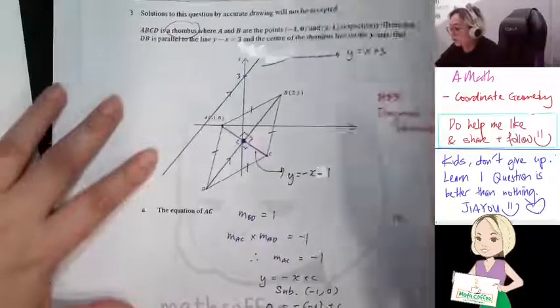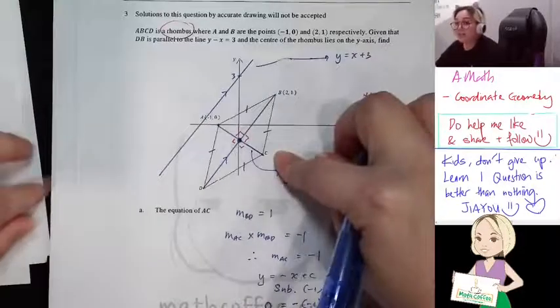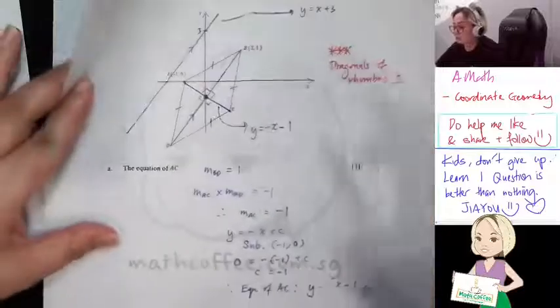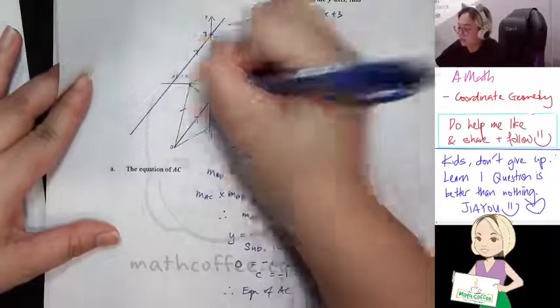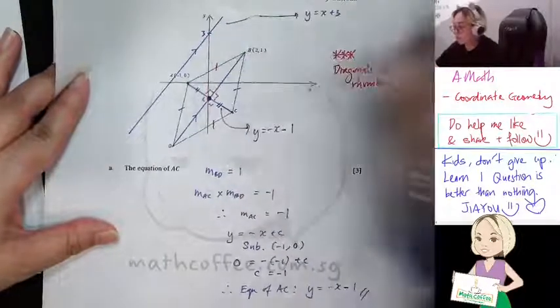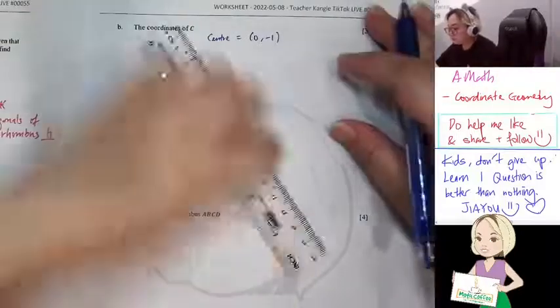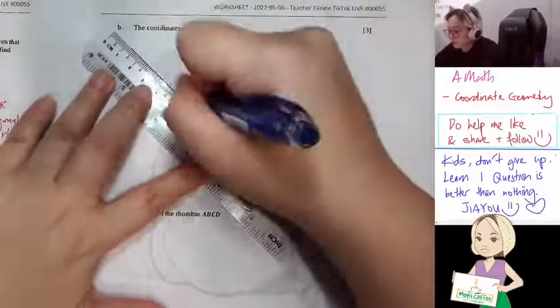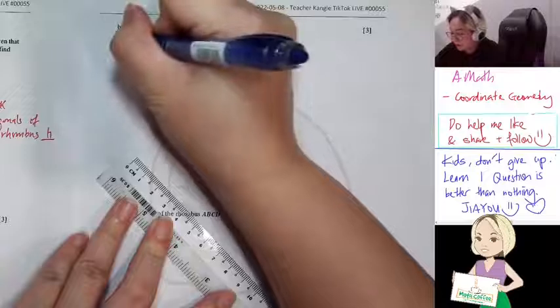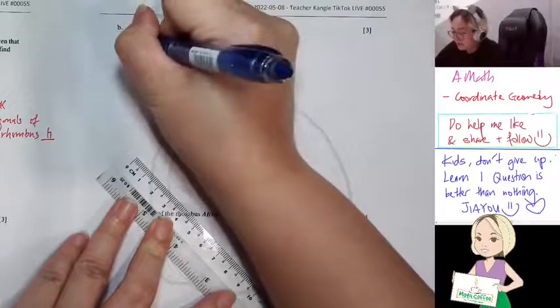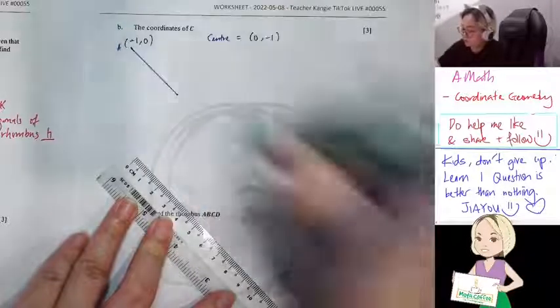And you should know that the diagonals actually bisect each other. So what does bisect each other mean? It means that they are equal. So I'm going to draw this line here so that you visualize better. So this is the line that we are talking about. This is point A, which we have as negative 1 and 0.